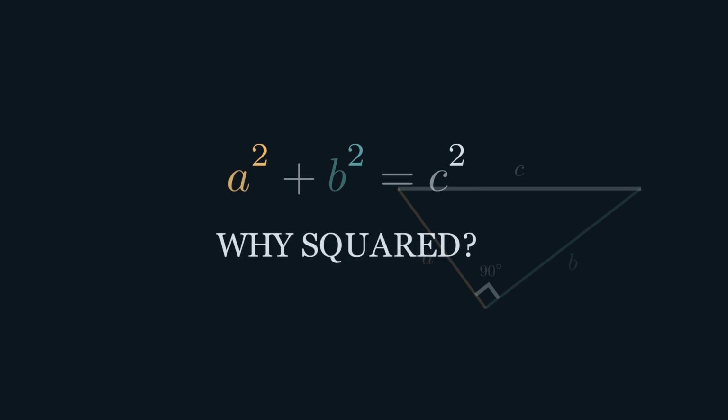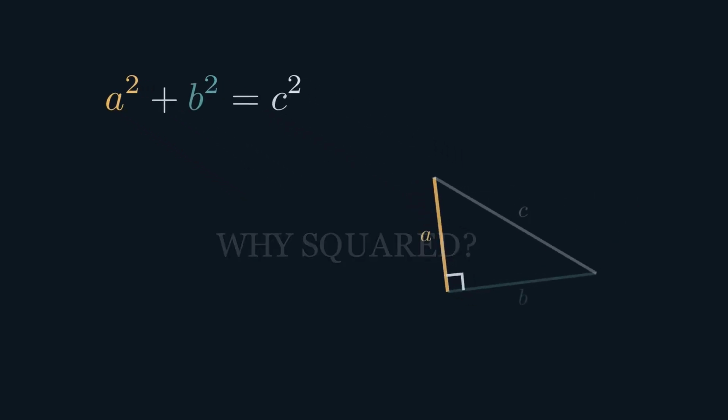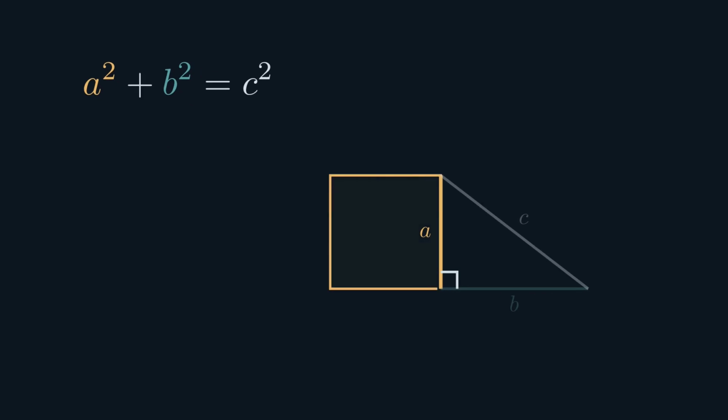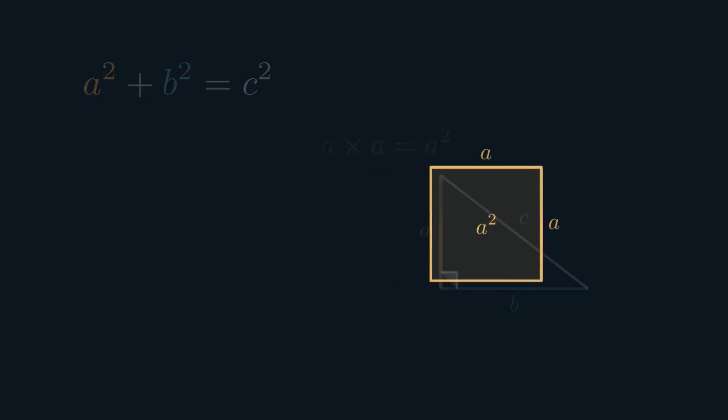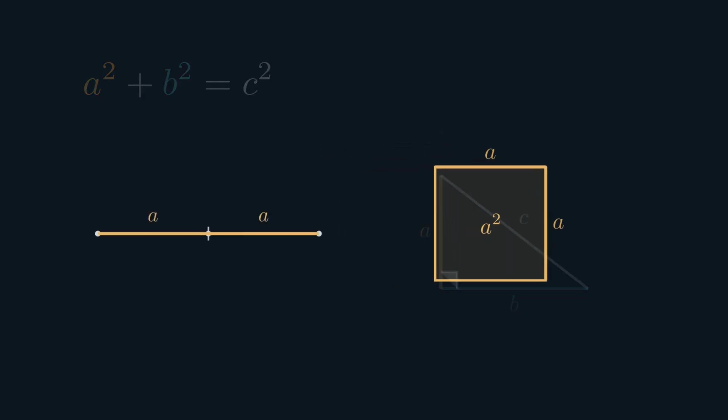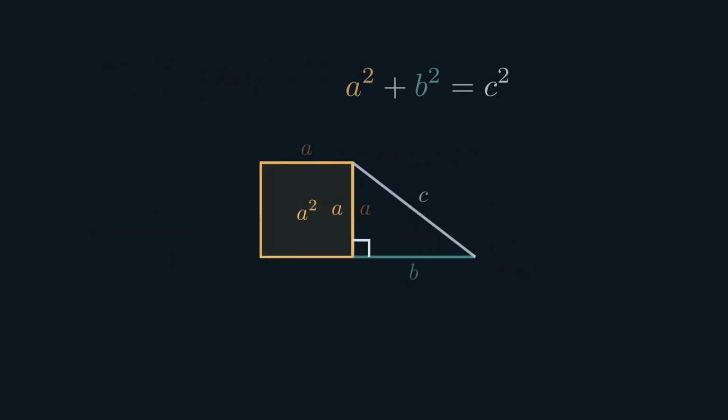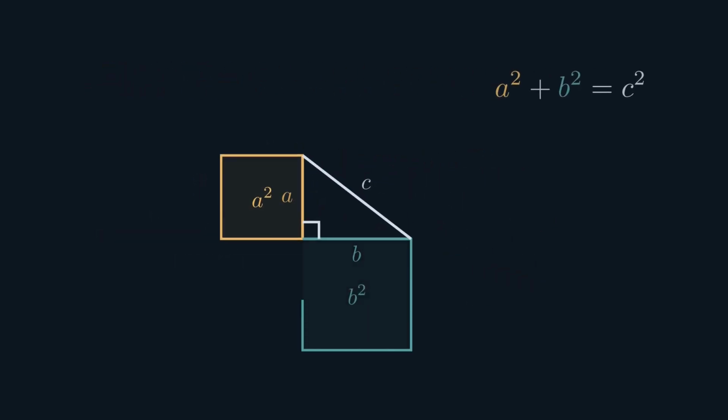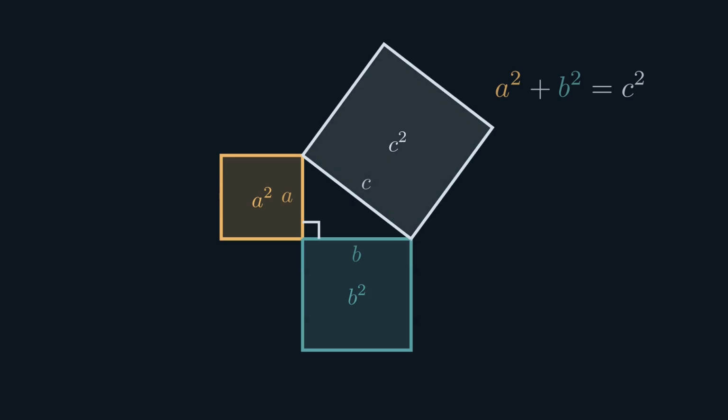Why are the lengths squared? Build a literal square on a side of length A. Its area is A times A, or A squared. The exponent does not mean twice A. It converts a length into an area. Build squares on B and C, and the theorem becomes a claim about 3 areas. The two smaller square areas exactly equal the larger one.